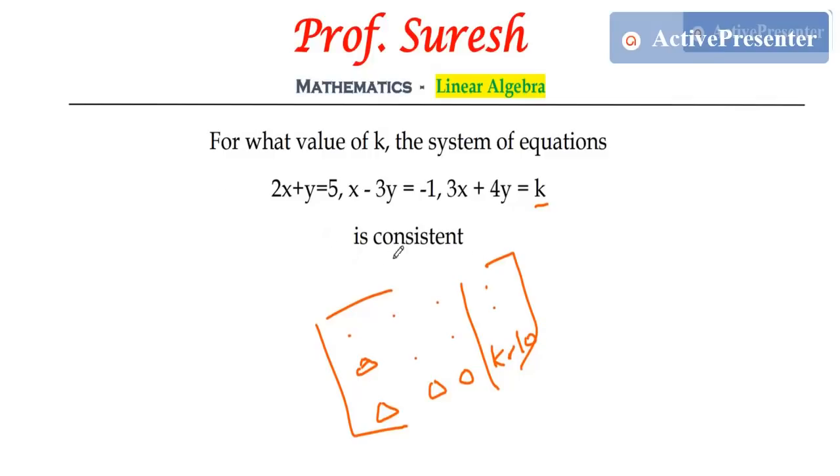Consistent means it has a solution. That is the meaning. Suppose this place is non-zero, then the rank of A is 2, because here all 3 entries are 0. So rank of A is 2. For the system to have a solution, this place must be 0. So k minus 10 equals 0, which implies k equals 10. So 10 is the answer.